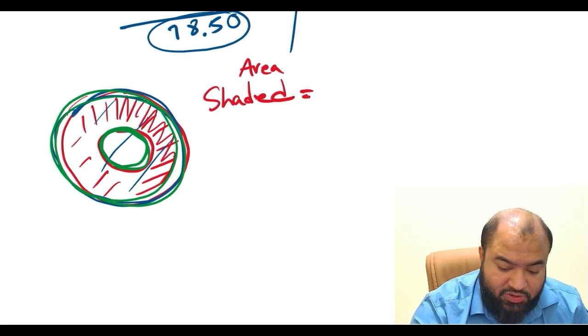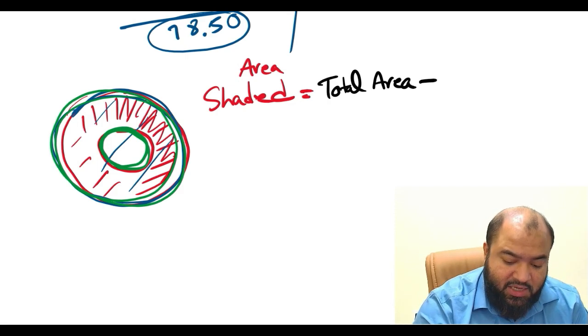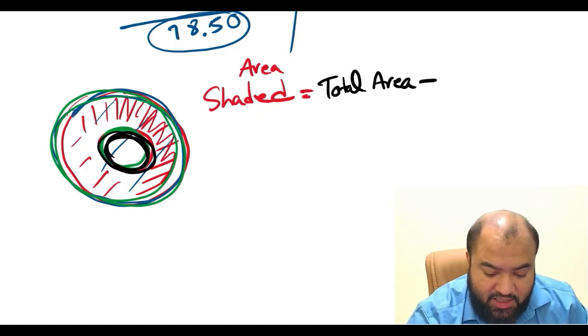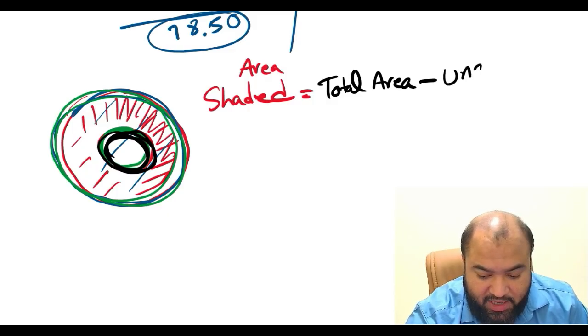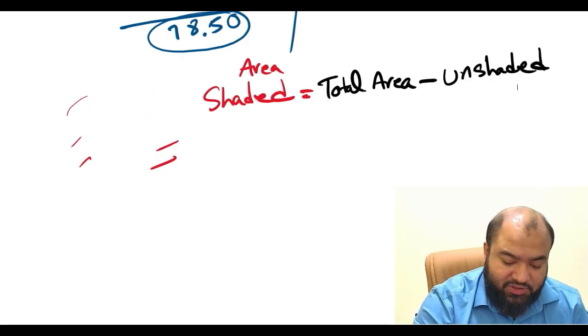We can call it total area minus the small, unshaded area. The donut had to be made because we had to subtract this. So shaded is equal to total minus unshaded. Okay, let's practice one question.